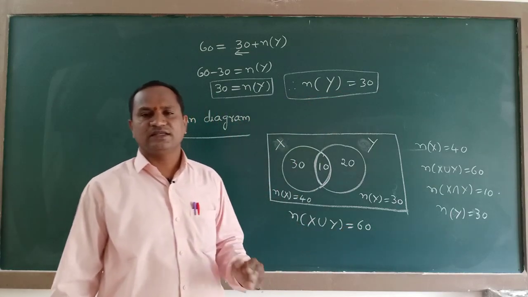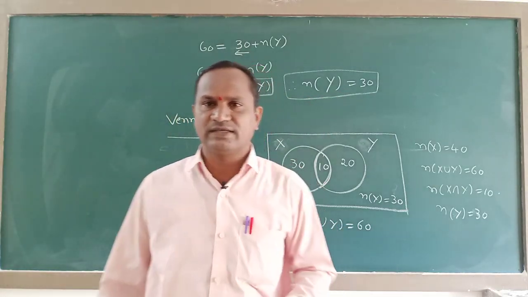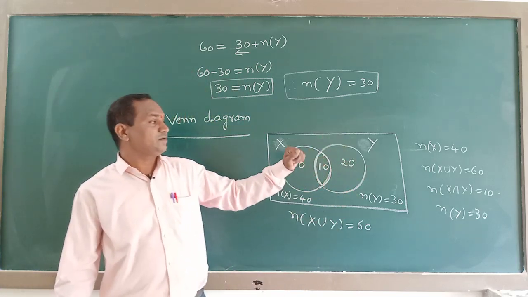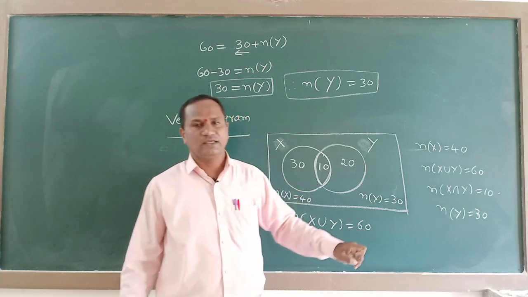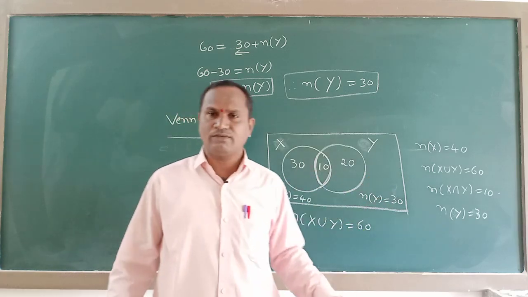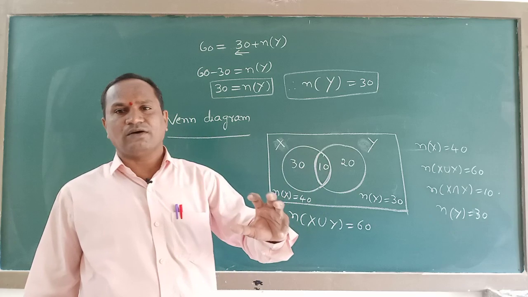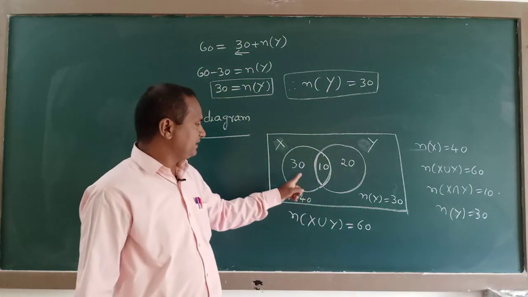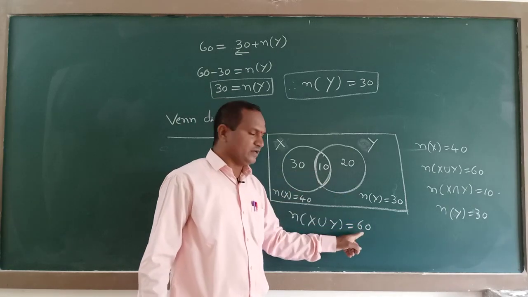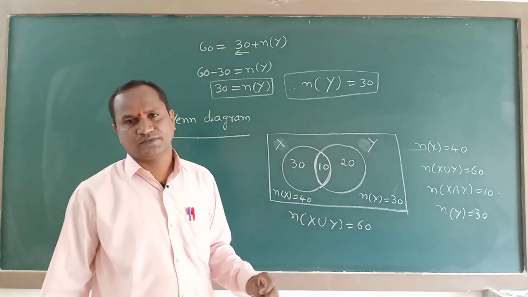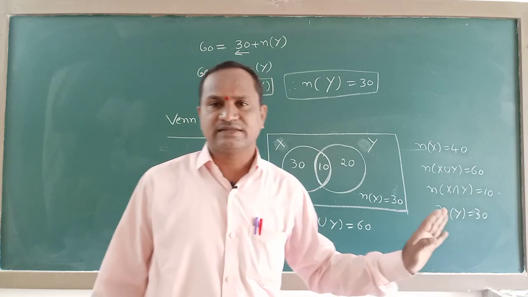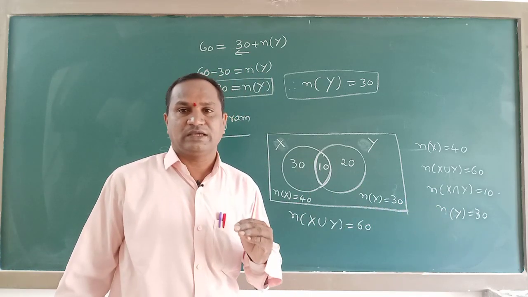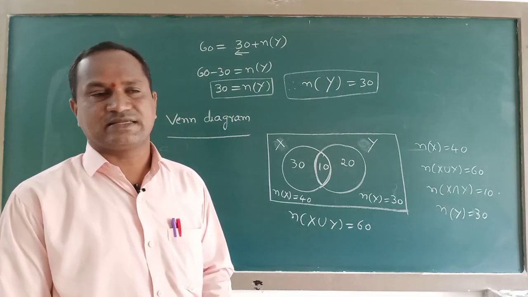n of y means the number of elements in the set y is equal to 30. After knowing all the values, that is n of x union y, n of x intersection y and n of y, we put them in the Venn diagram. The sum of all these three numbers, finally we got 60 also here. Like that, this is the answer for the first question. Next, we are going to give answers to different types of questions.